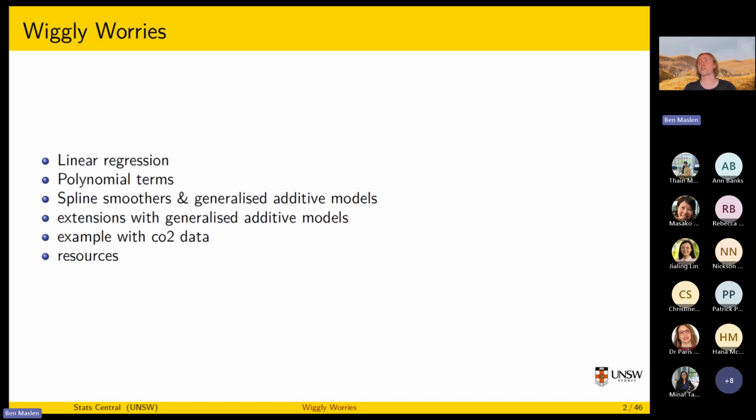So talking about cyclic variables or cyclic smoothers, interactions of smoothers, you can do random effects, you can have different responses, and then we'll go through a real data example with some CO2 data, and then some resources at the end. If you have any questions at all, just send them into the chat or ask at any point.